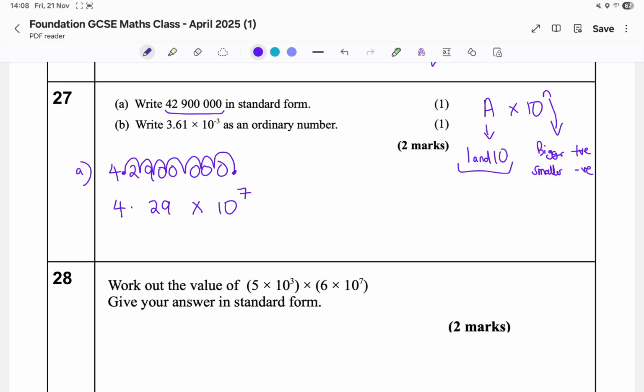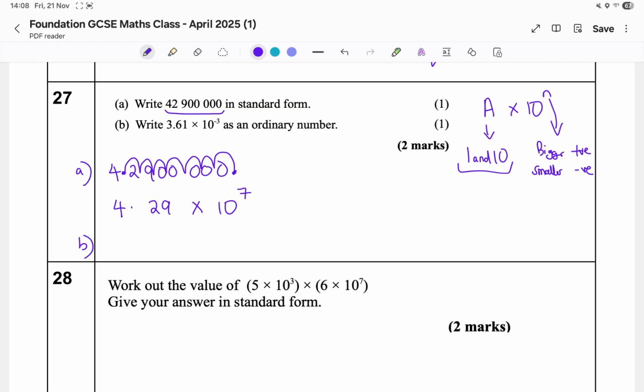That becomes to the power of 7. So 4.29 times 10 to the power of 7. And if you ever want to check and you ever want to work it out, if you move the decimal places 7 places that way, it should give you your original number. Or if it's in a calculator paper, if you put it in a calculator, it should give you your original number. Okay. Part B, write 3.61 times 10 to the power of minus 3 as an ordinary number.